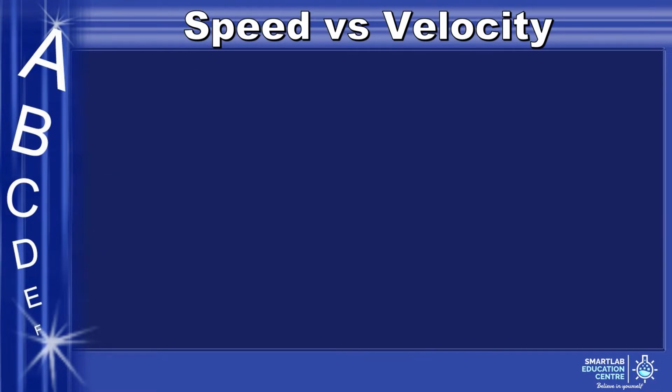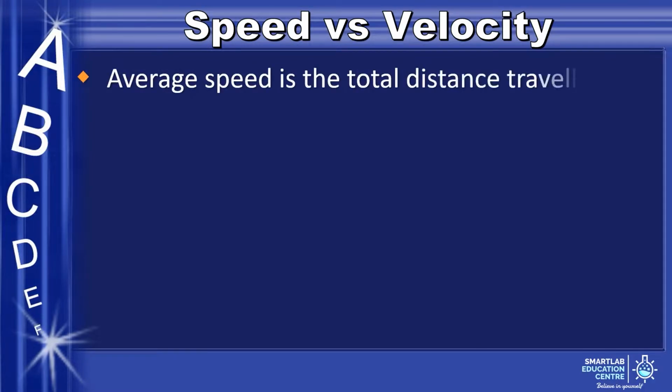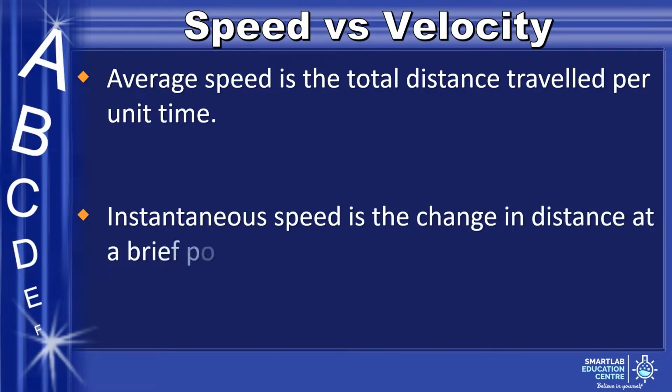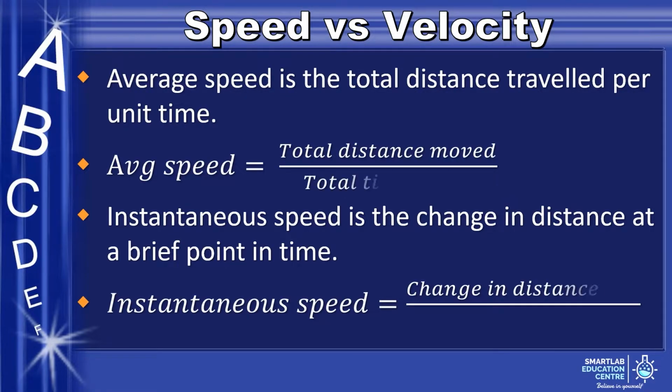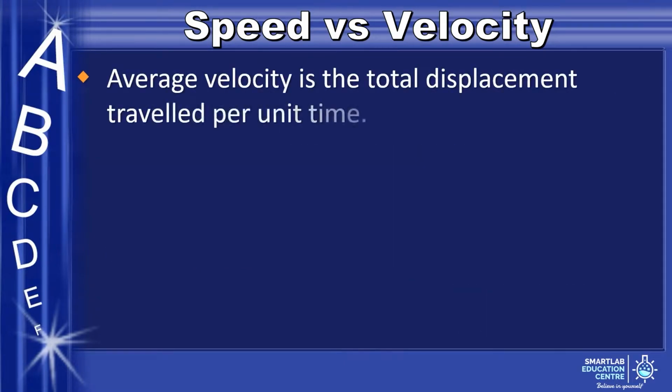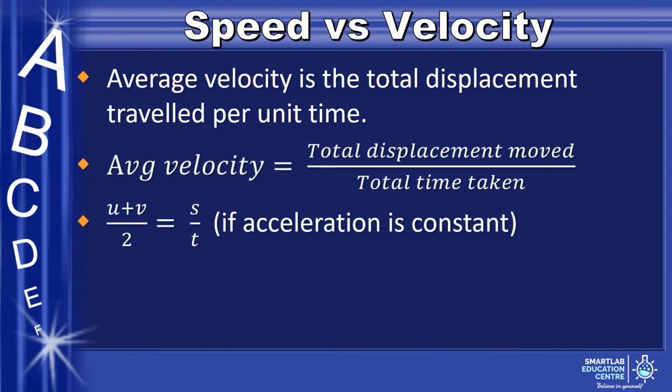Now let us talk about the average speed and instantaneous speed. Average speed is the total distance traveled per unit time, whereas instantaneous speed is the change in distance at a brief point in time. Here are the equations for the both of them. Average velocity is the total displacement traveled per unit time. Here are the equations for average velocity.